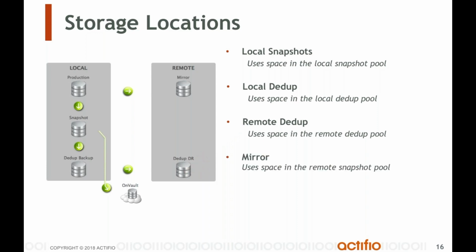The mirror, as I said, is a snapshot pool at the remote site. And OnVault is the cloud. When you set up an OnVault pool, what you're doing is defining the information necessary to access that system. Say I'm using AWS. I would define all of the parameters necessary to speak to that system. And when we go to move information into the cloud, we actually use the Vault pool as the indication of that information.